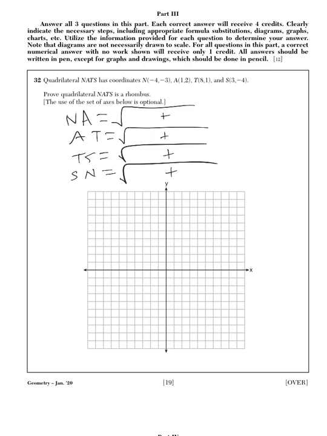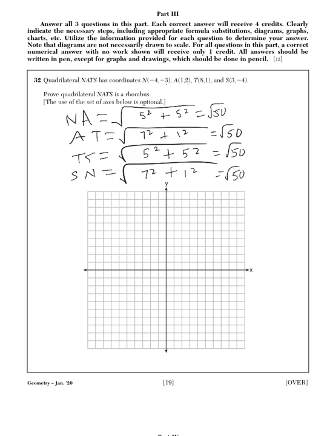So I'm looking at NA. The X values are 5 apart. Then I'm looking at the Y values, -3 and 2. Those are 5 apart. So I get square root of 50. AT, X values are 7 apart. Y values are 1 apart. TS, X values are 5 apart. Y values are 5 apart. SN, 7 apart for the X values, 1 apart for the Y values.